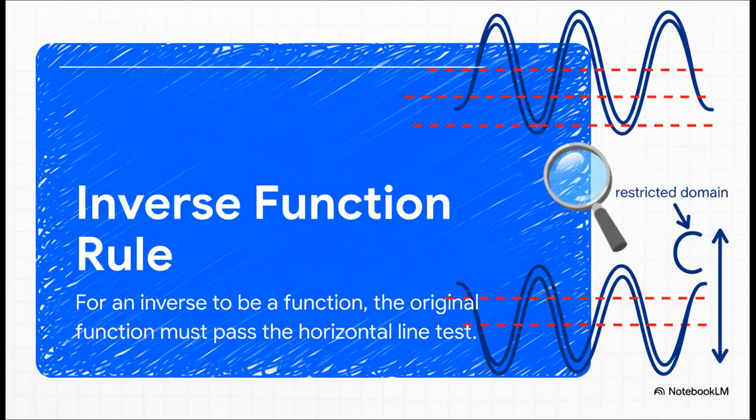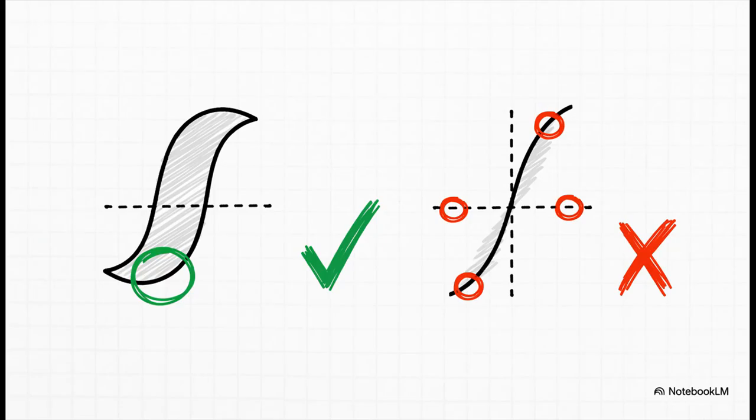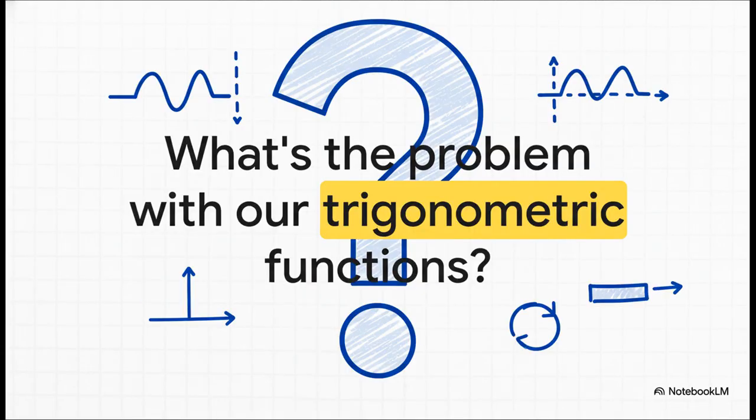So, what is this test? It's actually beautiful in its simplicity. Here's the deal. If you can draw a single horizontal line anywhere on a graph and it hits the function more than once, it fails. That's it. It's a very strict one strike and you're out kind of policy. And this brings us right to the scene of the crime.